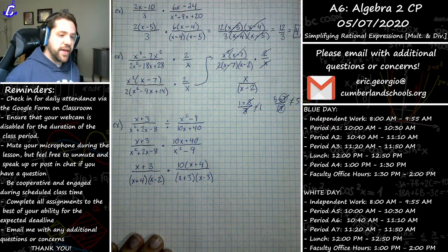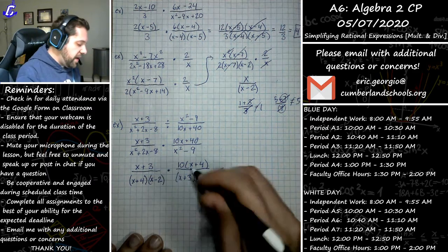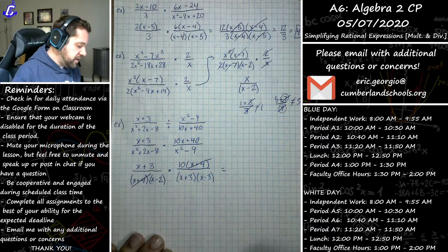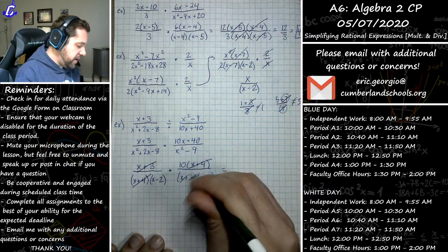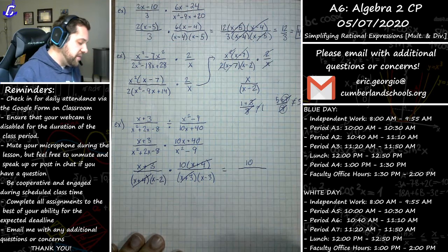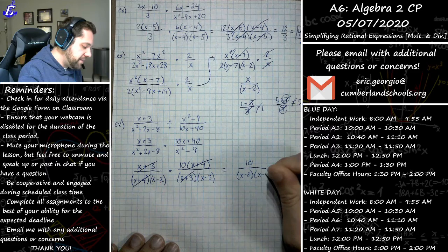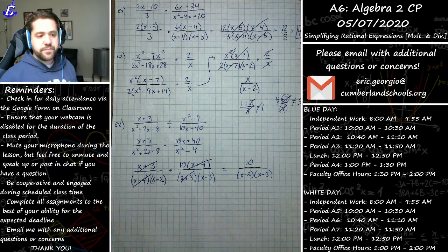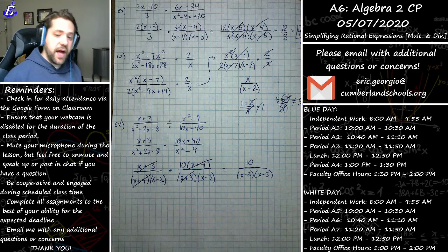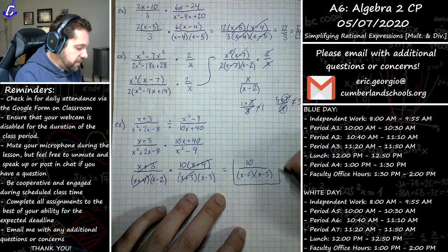Anyway, now looking at all that, you can hopefully visualize all the cancellations here. The x plus 4 over x plus 4 is going to go away. X plus 3 over x plus 3 is going to go away. And it looks like this whole thing is going to be left with a 10 in the numerator and a factor of x minus 2 and x minus 3 in the denominator. Okay? More often than not, it's going to be beneficial to you to leave everything separated as opposed to distributing together.